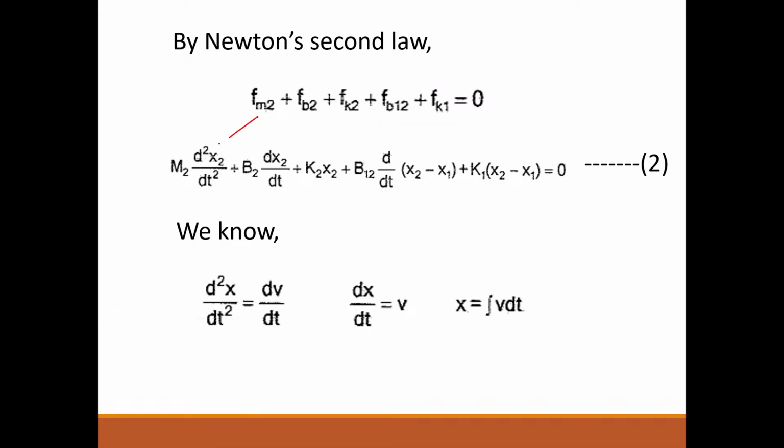So what is Fm2? Fm2 is m2 d square x2 by dt square. Fb2 is what? b2 into dx2 by dt. And what is Fk2? It is k2 x2. And what is Fb12? b12 into d by dt of x2 minus x1. Fk1 is what? k1 into x2 minus x1. Okay. Now this is our equation 2.